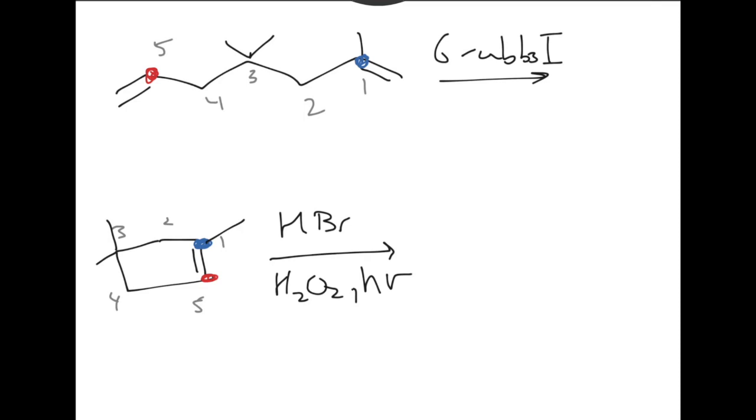The bromine, we're going to add a bromine, but since we're adding hydrogen peroxide and light, the bromine ends up on the least substituted carbon of the double bond. The bromine goes on carbon 5. If it was just HBr by itself, the bromine would go on carbon 1. So with the radical, we make the least substituted bromide.